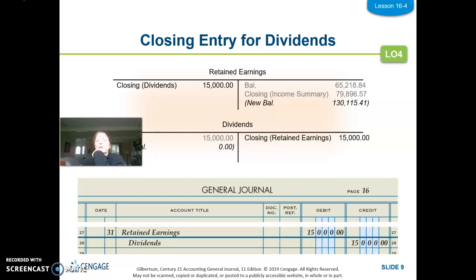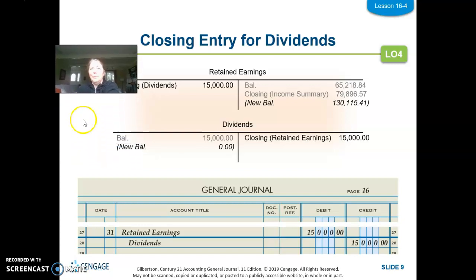So then the final and the fourth closing entry is the closing entry for dividends. So dividends has a normal debit balance. So the normal debit balance of $15,000, I need to get rid of it. So the way that I'll get rid of it is I'll credit dividends for $15,000 to get the balance to 0. And I will again close it into retained earnings directly. It reduces retained earnings because I gave dividends out to shareholders.